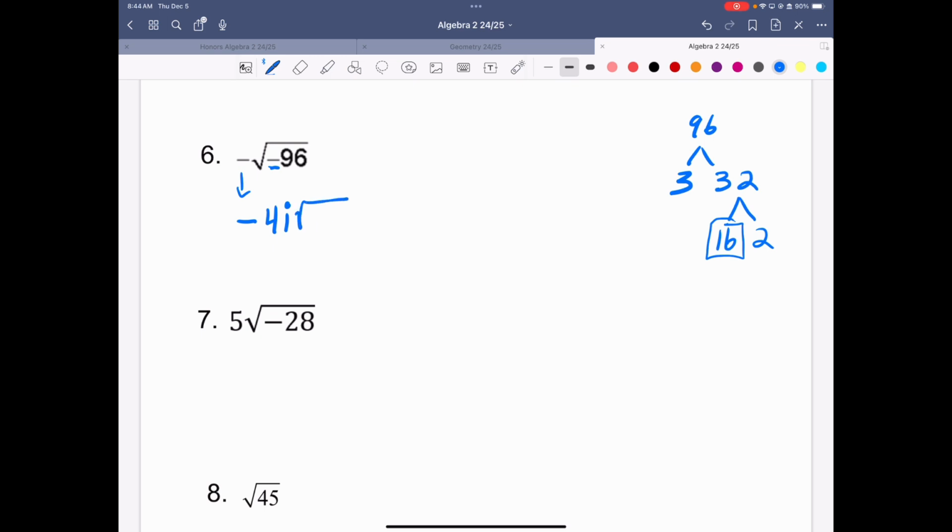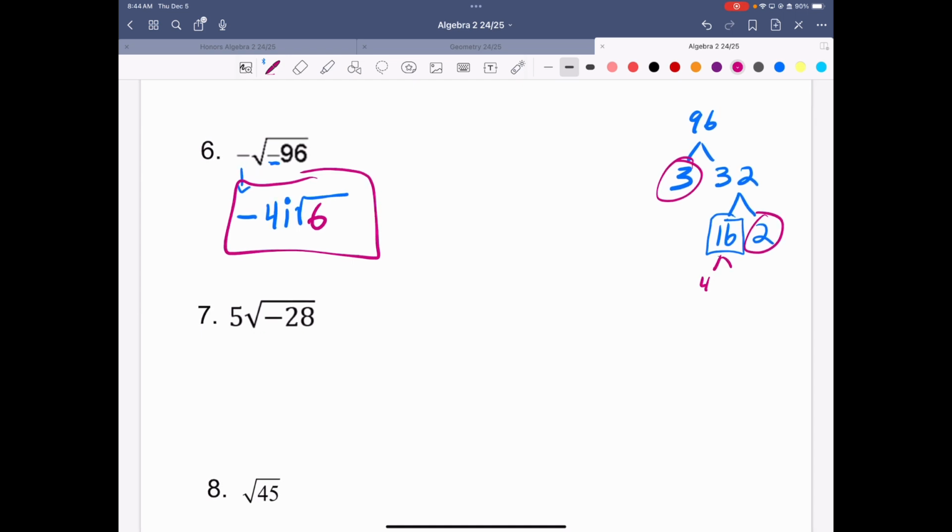Times the square root of. I've got a 3 here and a 2 here. 3 times 2 is 6. So there's my solution for this one. Negative 4i radical 6. And again, if you have to do the 4, 4, 2, 2, 2, 2, that's fine. There's your partner, bring it out. 2 times 2 is 4.